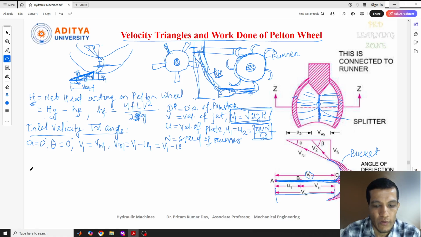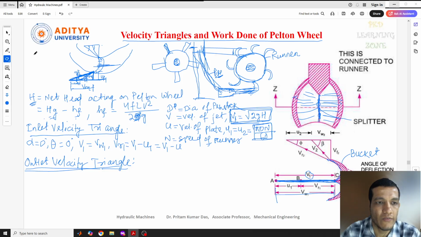Now we'll go for the outlet velocity triangle. This is also simple. You can see our previous video lecture, where I already explained in detail during the impact of jets, for this condition. Even for the impact of jets on a curved plate in the moving condition, you can see that video. There also a similar thing is there.